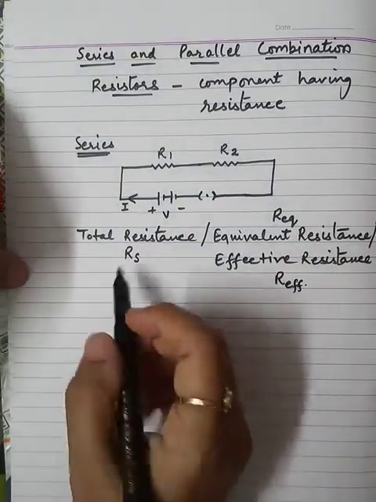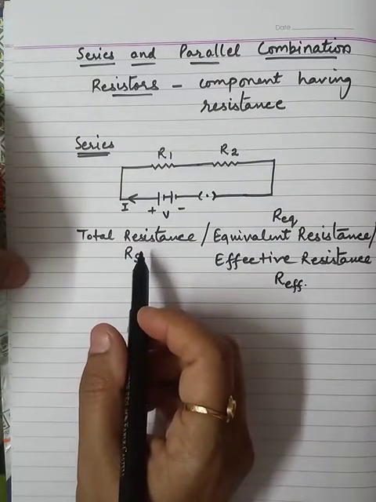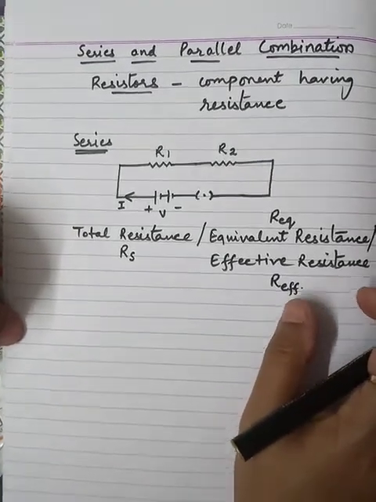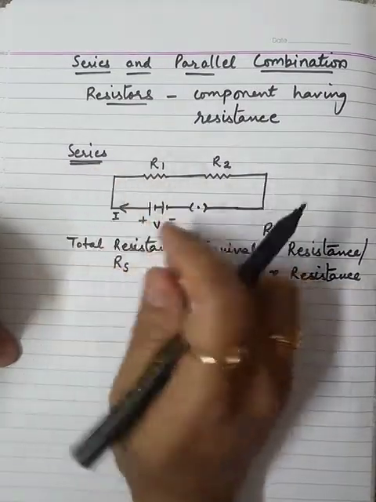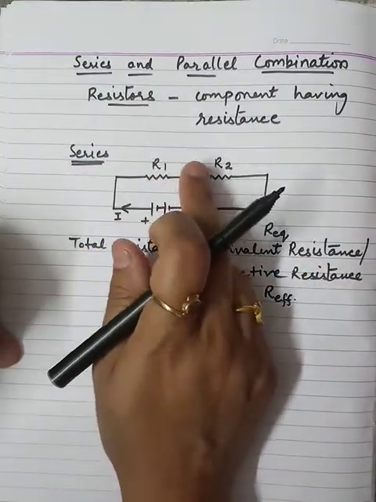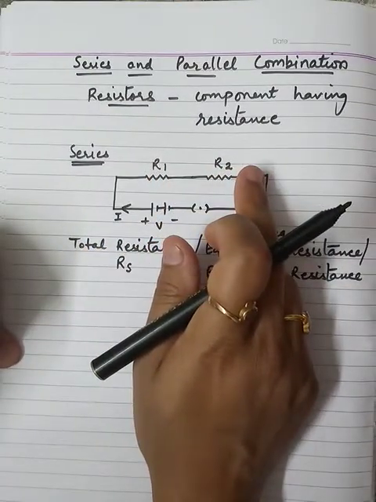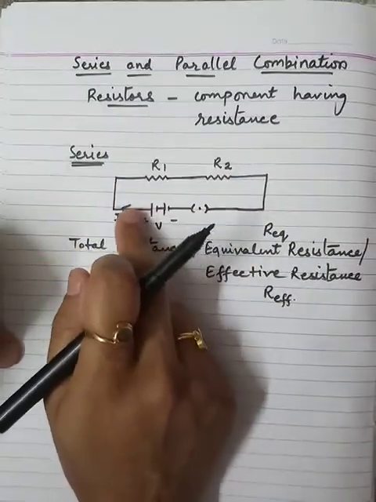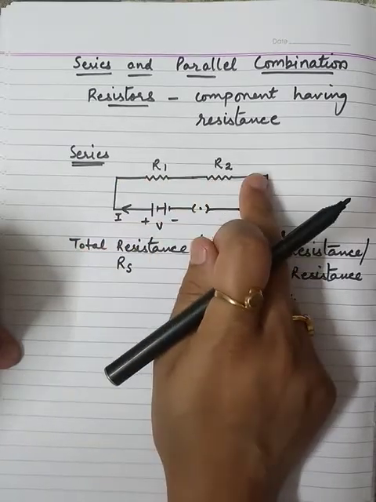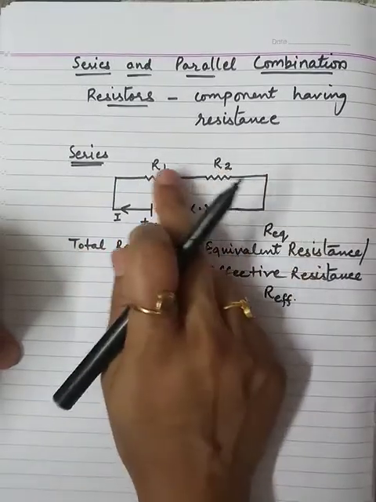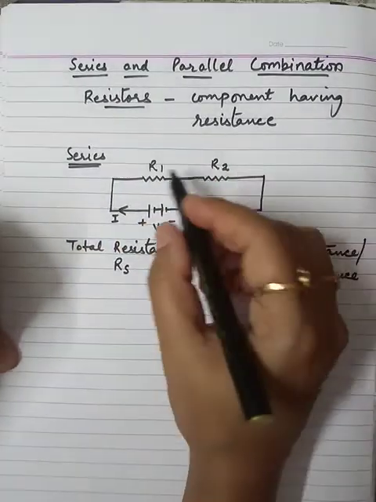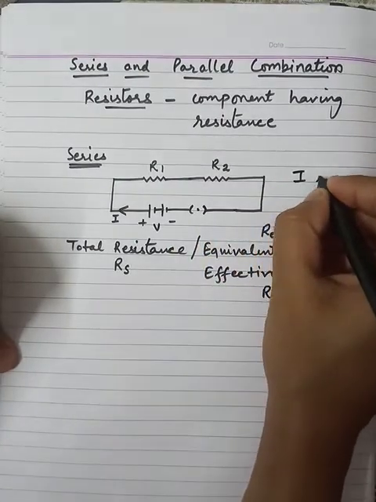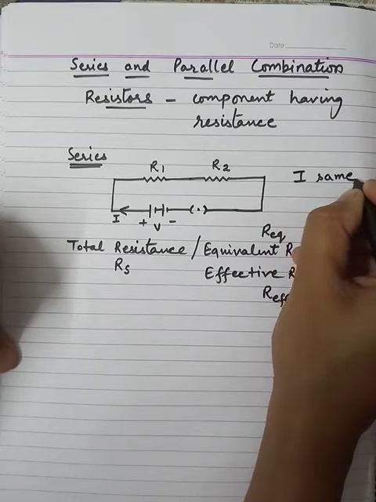Now to find out the total resistance, we must know the basic concept. What is the basic concept? In the series combination, when the resistors are connected in a single line, then current remains same. Current flowing in one single line, that will be same through both R1 and R2. So through both the resistors R1 and R2, the current is same, I is same, that we need to remember.